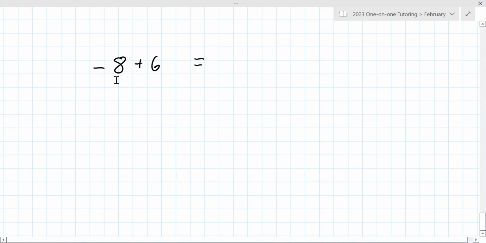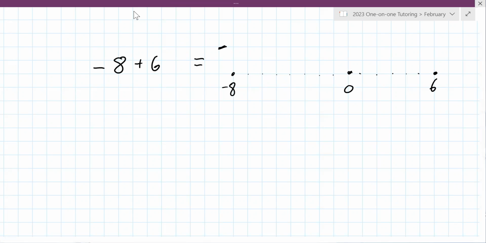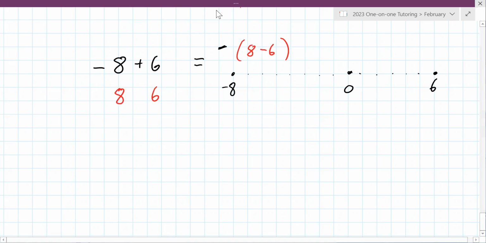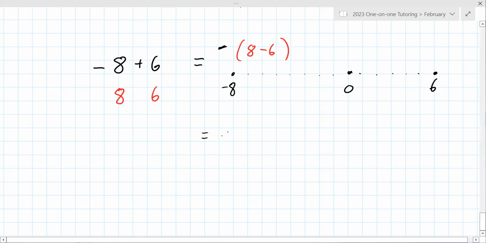Sure. Are these opposite in signs? Yes. Okay, so which is further from 0, -8 or positive 6? Like 0 is right here. 1, 2, 3, 4, 5, 6 gets me to 6. 1, 2, 3, 4, 5, 6, 7, 8 gets me to -8. Which is further? -8. So that tells you the answer is negative. Then you look at the numbers without the sign, and you take the larger and subtract the smaller. 8 minus 6 is 2, so the answer is -2.